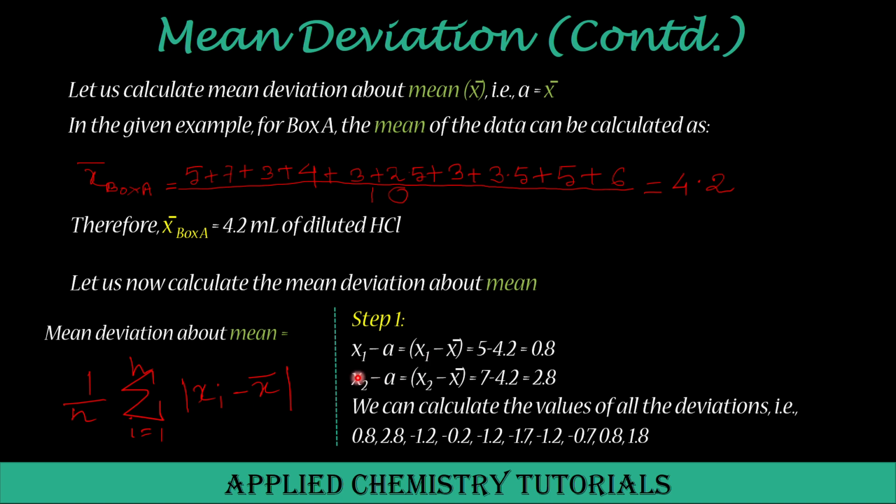Let us now calculate the mean deviation about mean step by step. In step 1, first we calculate x1 minus A, which is x1 minus x bar, that is 5 minus 4.2, which equals 0.8. Similarly x2 minus A equals 2.8. In the similar way, we can find all the deviations, and that can be given in the newly formed data set.